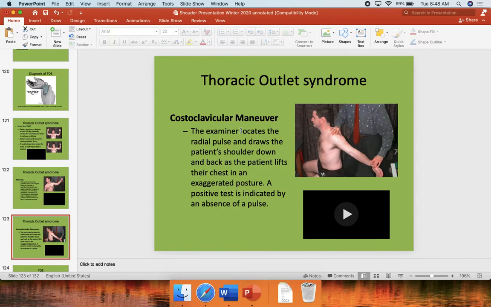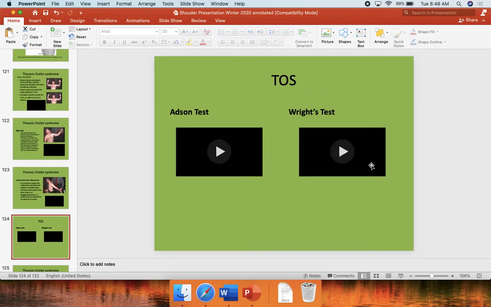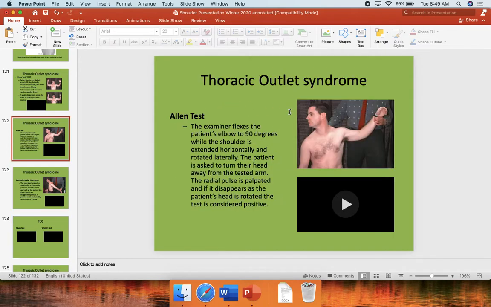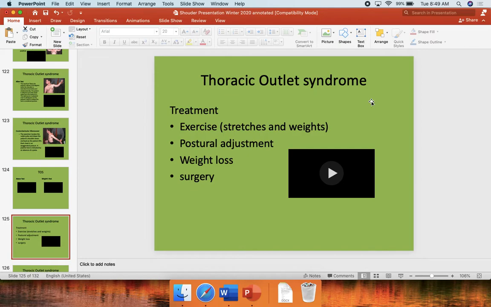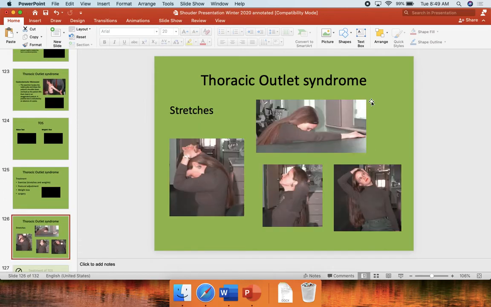Another one, position-dependent costoclavicular maneuver, same thing. You're palpating that radial pulse. You're creating a scenario that thoracic outlet might become impinged, and you're feeling that pulse to see if it maintains consistency or if it goes away or weakens or lessens. So there's a couple ones. There's a few more in the lab that we'll describe. They're very similar to these other two. They're position dependent. Adson's, Wright's test. So there's multiple instances of ways we can help diagnose this thoracic outlet by using these different tests.